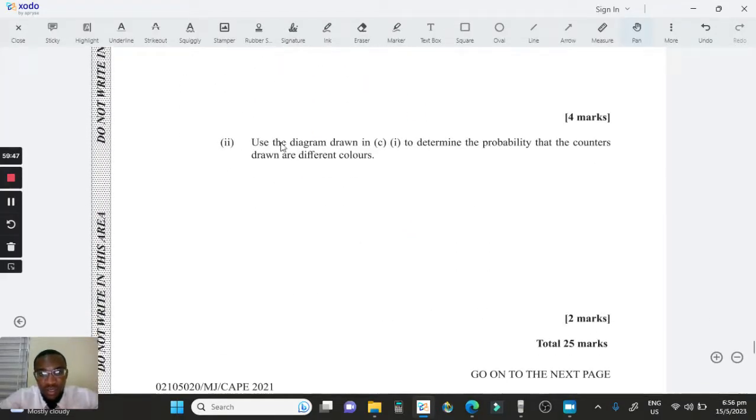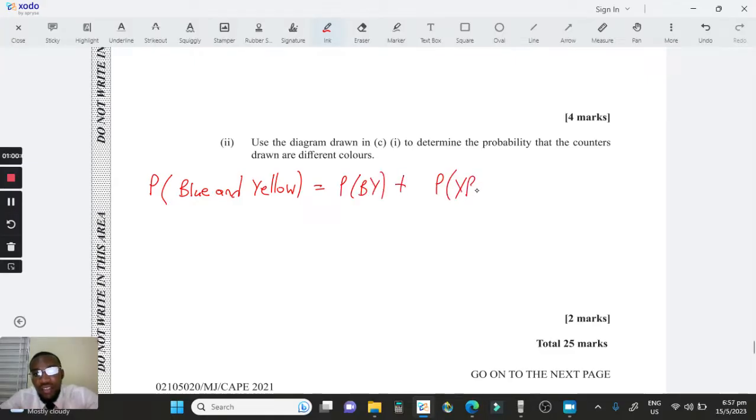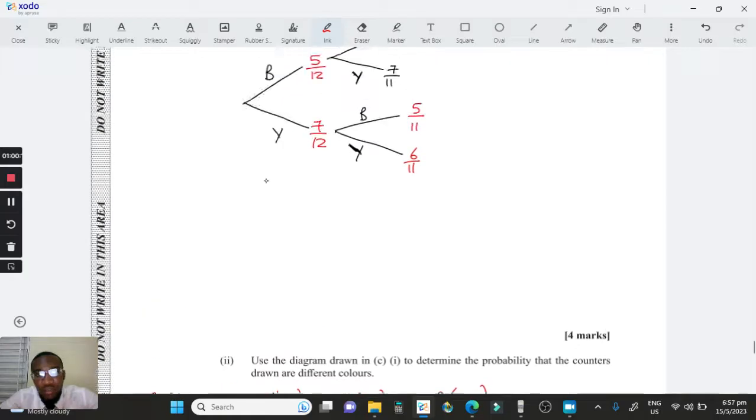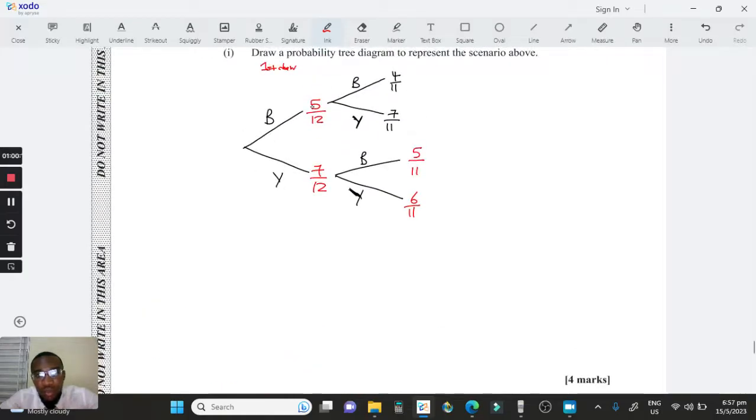Now this question says use the diagram drawn to determine the probability that the counters drawn are different colors. So it wants us to find the probability we get blue and yellow. It can be that we get the blue first, then the yellow, or the yellow first, then the blue. If we get blue first, then yellow, it's this way, blue then yellow.